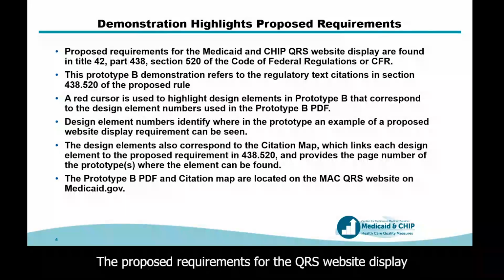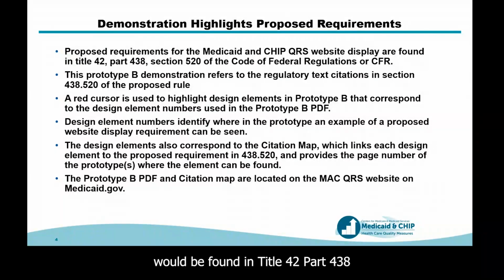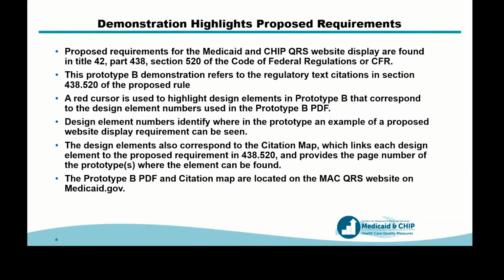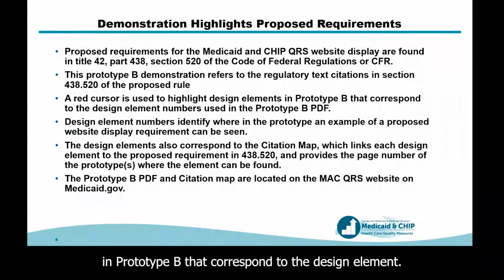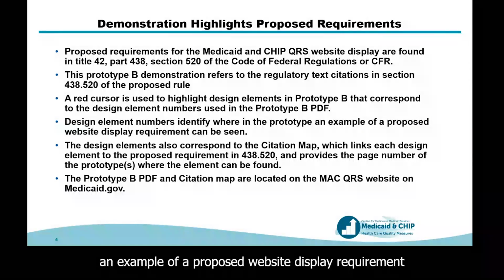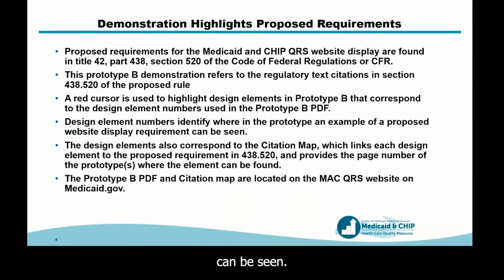The proposed requirements for the QRS website display would be found in Title 42, Part 438, Section 520 of the Code of Federal Regulations, or CFR. Throughout the demonstration, we use a red cursor to highlight the design elements in Prototype B that correspond to the design element numbers used in the Prototype B PDF document. The design element numbers identify where in the prototype an example of a proposed website display requirement can be seen.